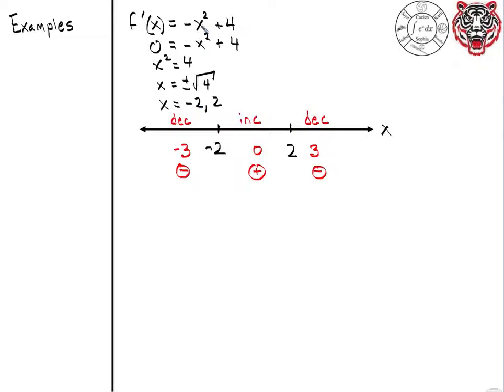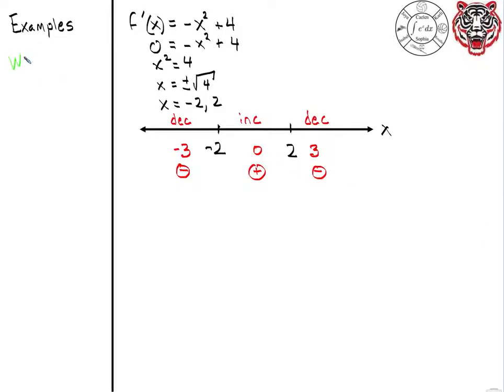When I plug in 0, 0 squared is, shout it out. 0. -0 is 0. Plus 4 is 4. 4 is positive, therefore increasing. What was the answer for the first one when you test the point? I think we got -5. A negative number. We only care about if it's negative or positive. So maybe we should write that on the side.